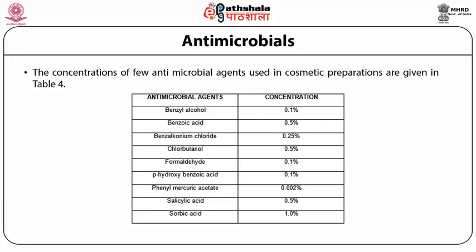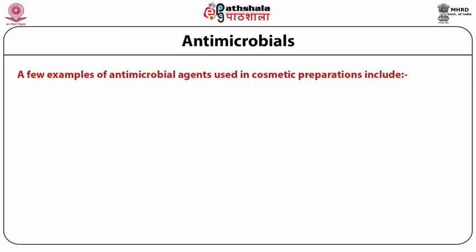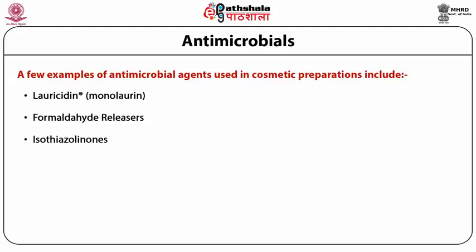A few other antimicrobial agents used for the formulation of cosmetic preparations include salicylic acid in the concentration 0.5% and sorbic acid, which is used in the concentration 1% as an effective antimicrobial agent for cosmetic formulations. A few other examples of antimicrobial agents used in cosmetic preparations include monolaurin, formaldehyde releasers, isothiazolinones, parabens, organic acids, trichlorocarbons, and triclosan.